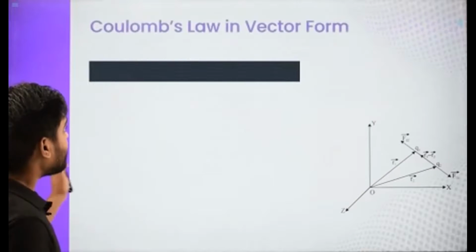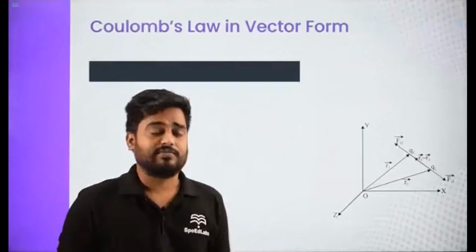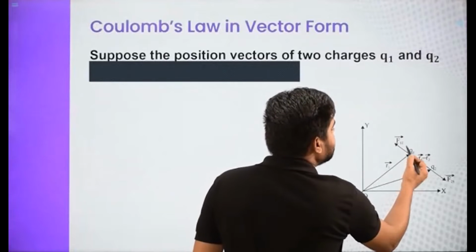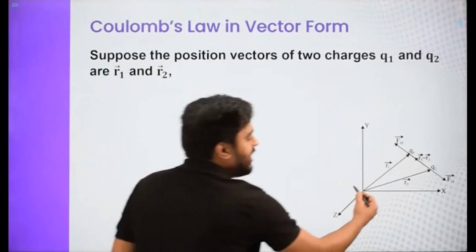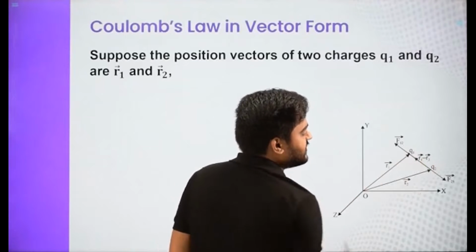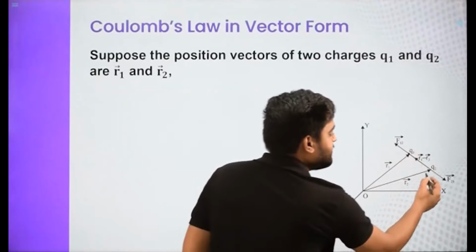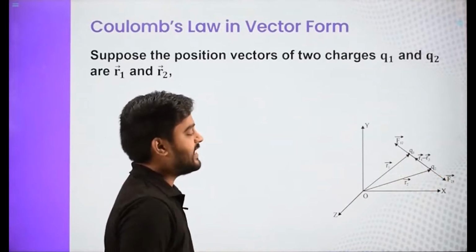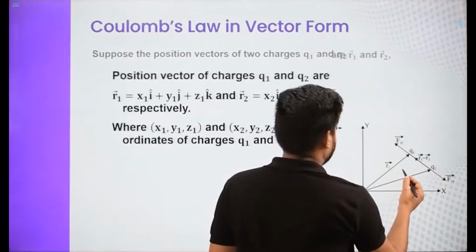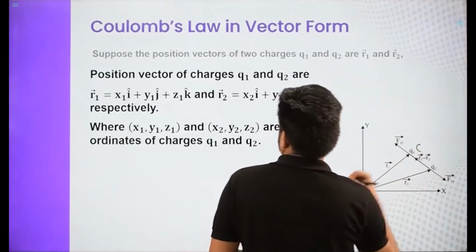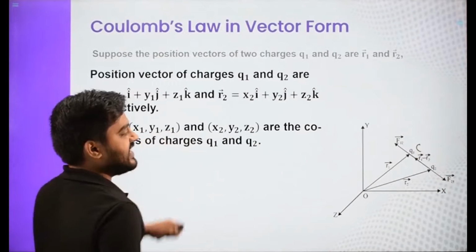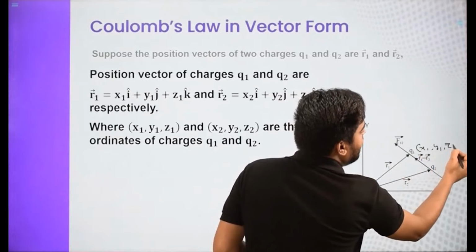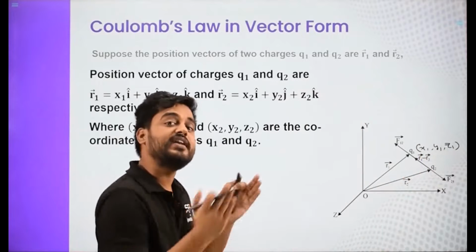Next is Coulomb's law in vector form. So let us say that we have two charges. Q1 is kept at R1 vector. R1 is the position vector for this point where Q1 is kept. Similarly, R2 is the position vector of this point where Q2 is kept. If this point is X1, Y1 and Z1, these are the coordinates of the point where Q1 is kept.